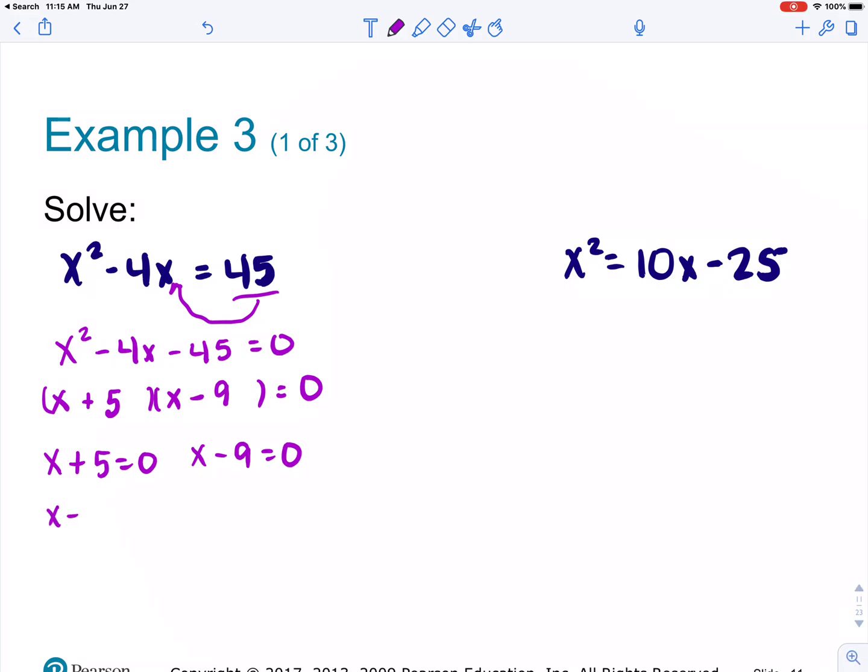Subtract 5 from both sides. X equals -5. And add 9 to both sides, so x equals 9. So -5 and 9 is my solution.